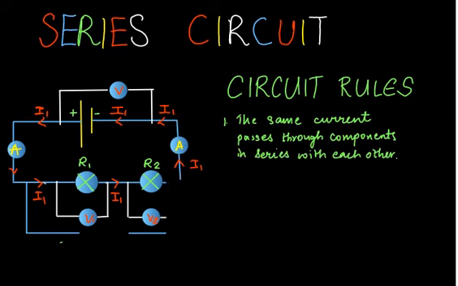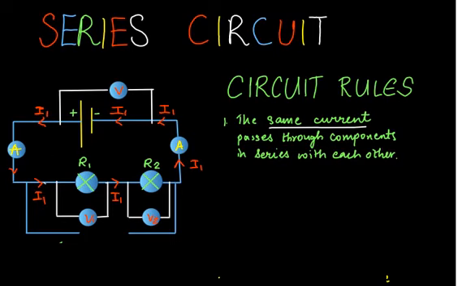So this is the first circuit rule. The circuit rule tells you that the same current passes through components in series with each other. Now let's understand what that means. This means the same current passes through components in a series circuit. As you can observe, everywhere the current is labeled as I1. It is not labeled as I2, I3. So everywhere I1 means the same current is flowing.